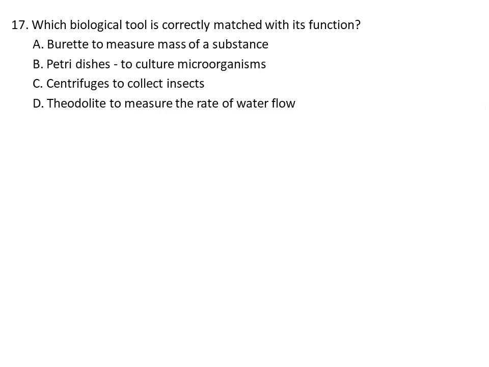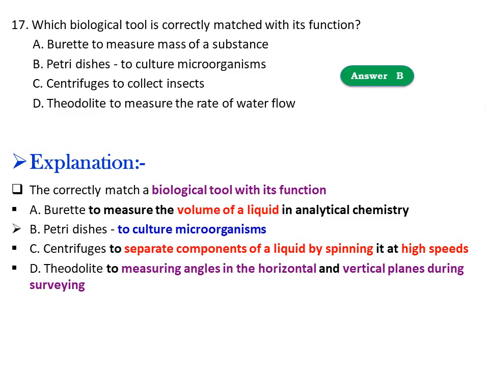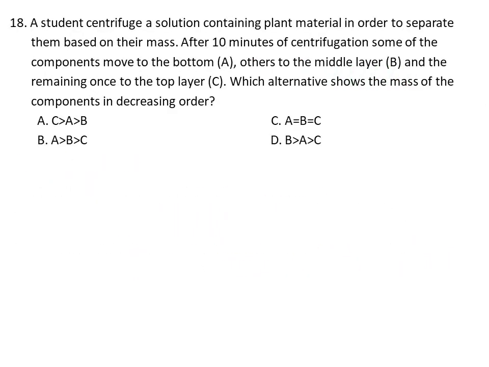Question number 17. Which biological tool is correctly matched with its function? The correctly matched one is B, Petri dish to culture microorganisms. In the explanation, a burette measures the volume of liquid in analytical chemistry, a Petri dish is used to culture microorganisms, which is correct, a centrifuge separates components of a liquid by spinning at high speed, and a theodolite measures angles horizontally and vertically during surveying. So the correct answer is B.